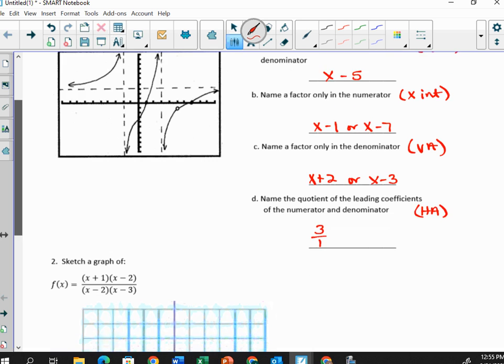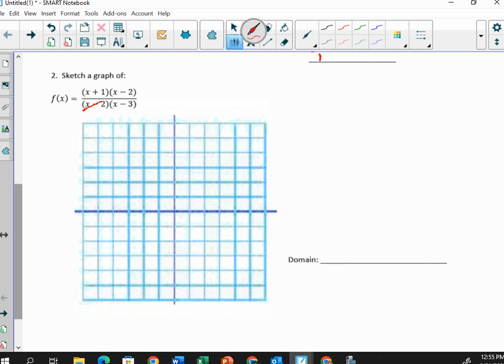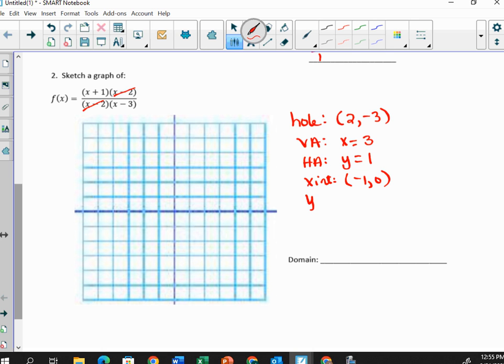Okay. Now we're going to actually graph one. What do you see that we have right away? A hole. Okay. What are the coordinates of that hole? 2, negative 3. Good. Do we have a vertical asymptote? Yes. And how do we write that? X equals 3. Good. Horizontal asymptote this time. What is it? Good. X-intercept. Negative 1, 0. Y-intercept.